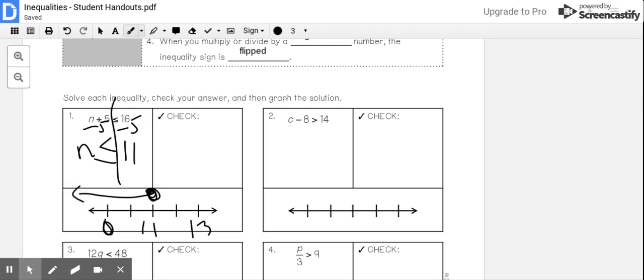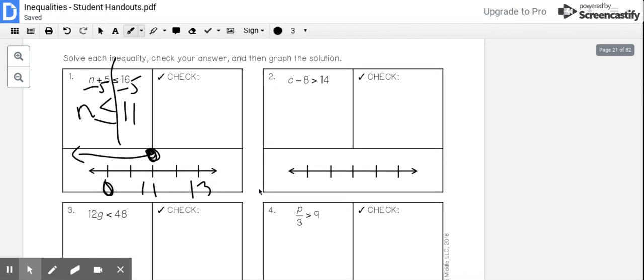Okay, on this one, I'm not going to do it. You should be able to do this. You're going to add 8 to both sides. I don't really need you to check them. You can. The way you check them is you choose a number on this one, a number less than 11 or 11, and you put it in here for the n, and then you decide if whatever you put in there plus 5 is less than or equal to 16.